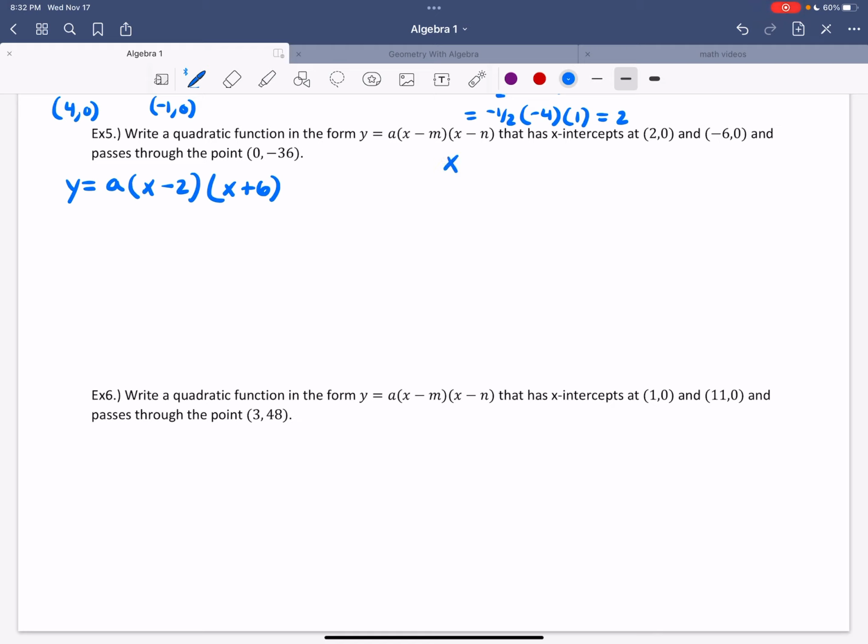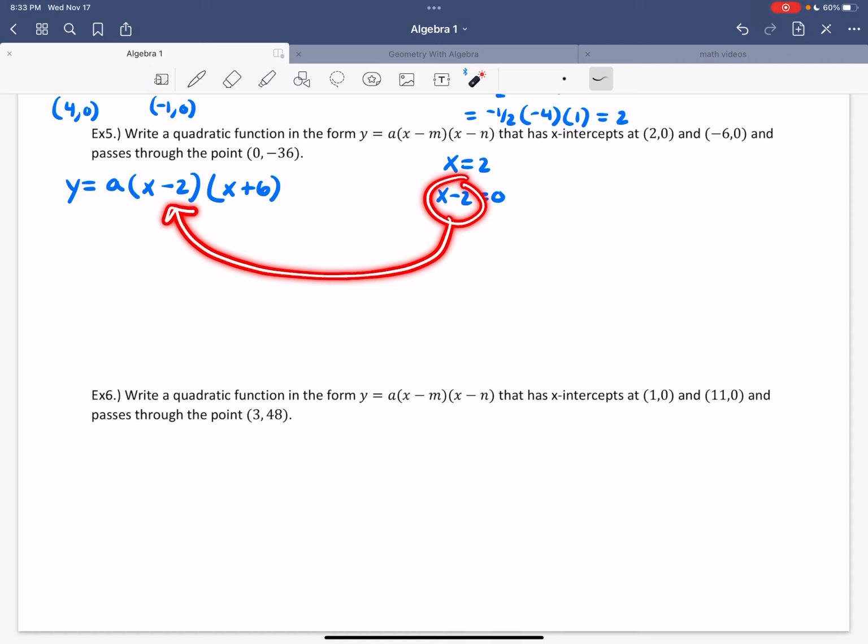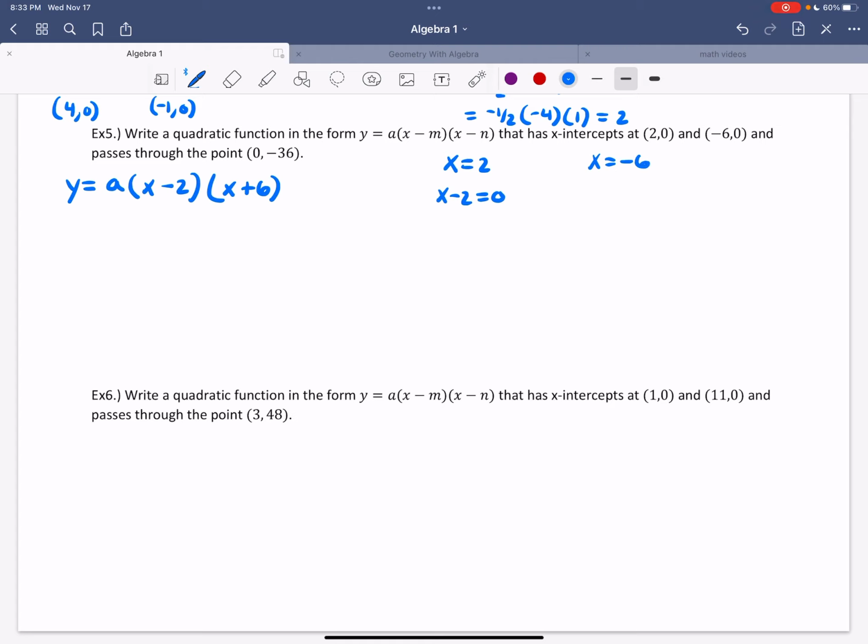Again, I should probably show you that. So if you had an x-intercept at x equals 2 and you worked backwards, that would be x minus 2 equals 0. That binomial comes right over here. Then we have x equals negative 6 if we work backwards. That's x plus 6 equals 0. And that binomial comes right over here. So when you're given the x-intercepts, that allows you to find the two binomials, but we still haven't found the a value. That's what this extra point is given to us for.